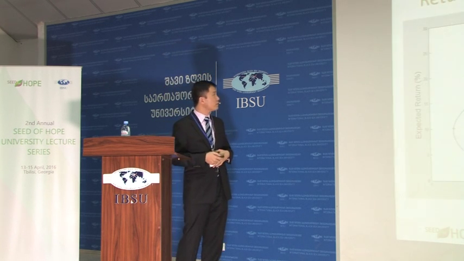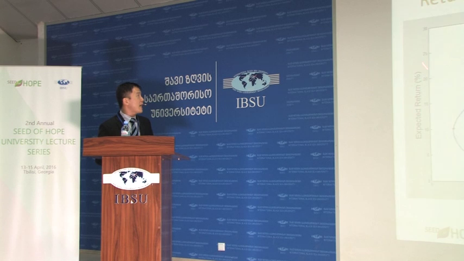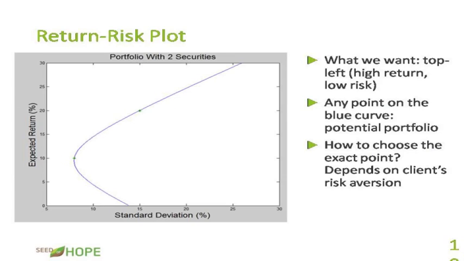Right? Which brings me to this plot called the return-risk plot. Those of you with background in economics might have seen this. This axis represents your risk, or standard deviation. And this axis represents your return. Right? And what we want is high return and low risk. So we generally want to get into this corner.